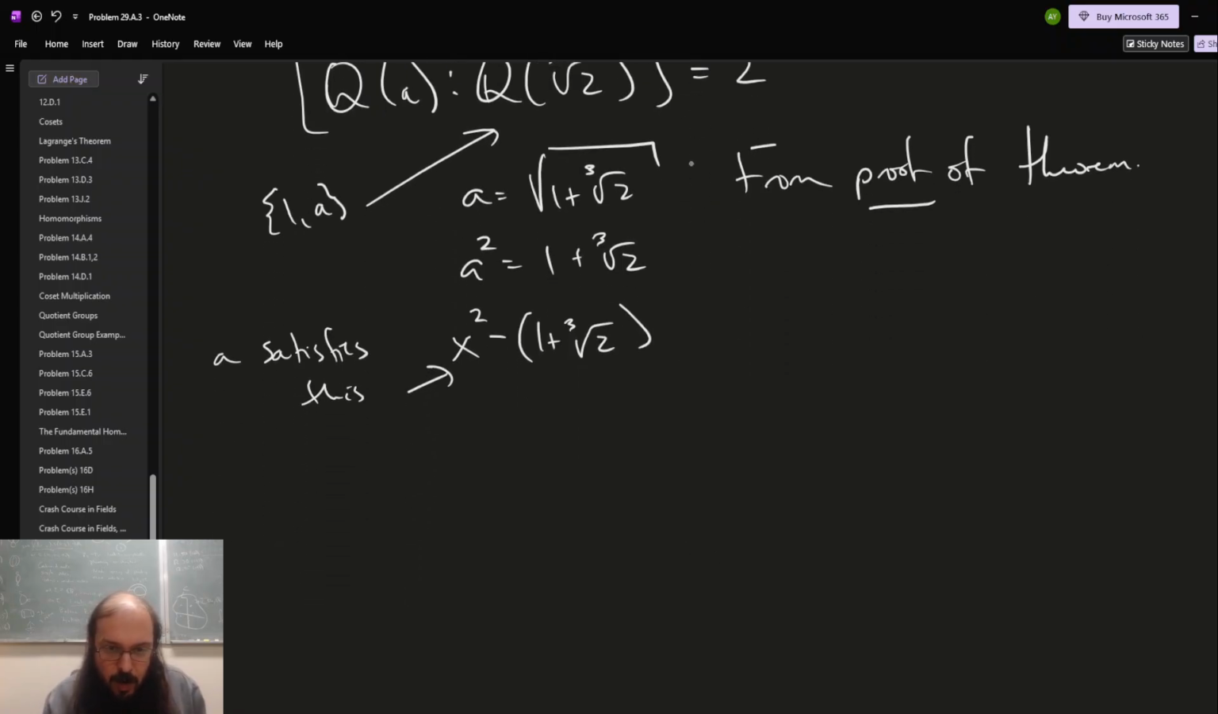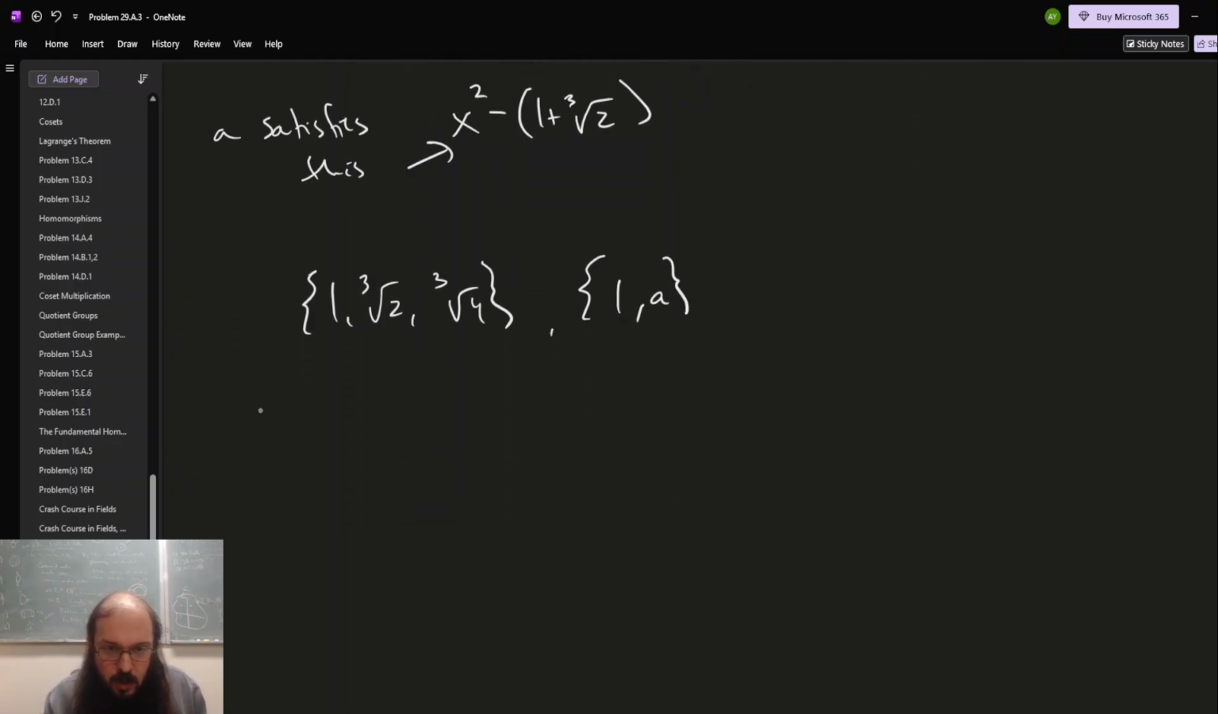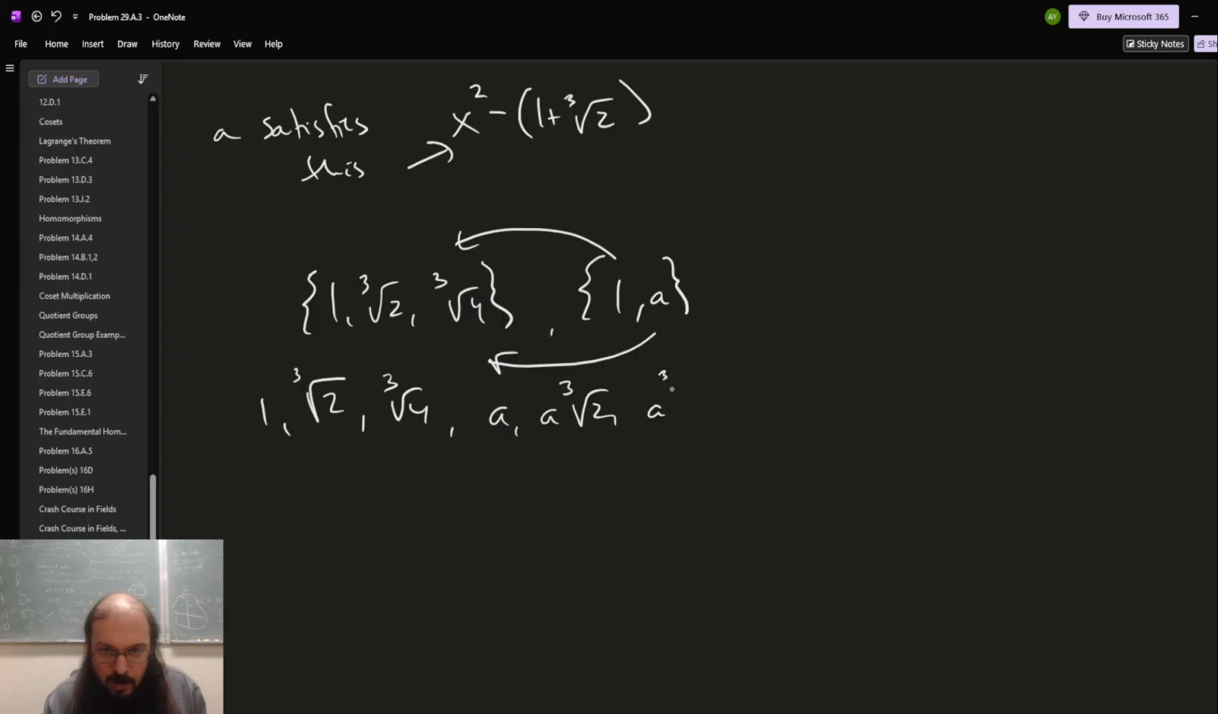So let's just write those down. First, we have the set 1, cube root of 2, cube root of 4. Then we also have the set 1, A. And I have to look at all possible products of these. And so I have 1, cube root of 2, cube root of 4, multiplying all the 1's in. And then all the A's, I have A times the cube root of 2, A times the cube root of 4.